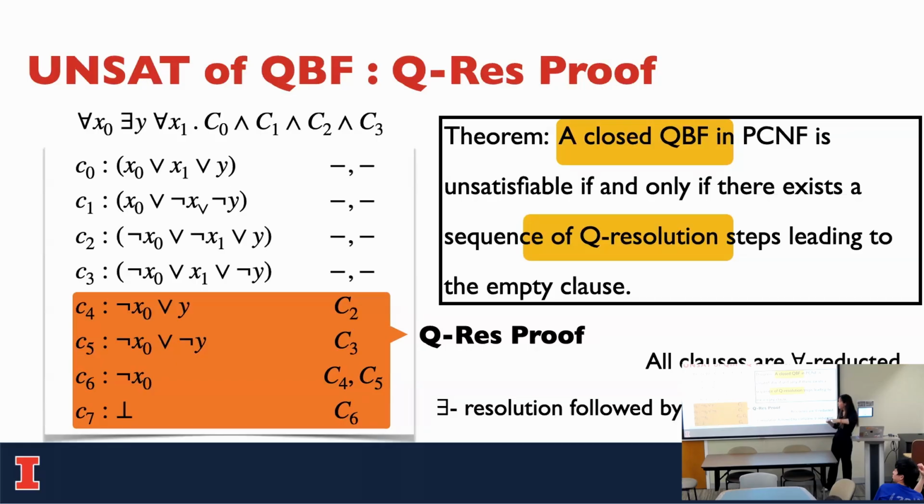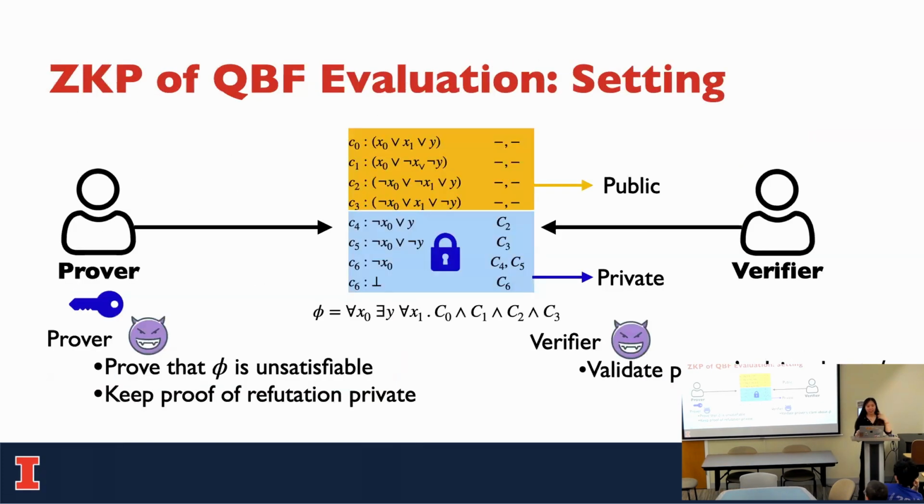Oh, is that the definition for Q resolution? Yeah, it is a definition for Q resolution proof. This is simplified. So once we have this format, this is also good when we're building the zero-knowledge protocol. We always have one step that consists of two rule applications. Otherwise, you need to hide which rule you apply. Okay. Now let's go back to our setting, building the zero-knowledge protocol for QBF evaluation.